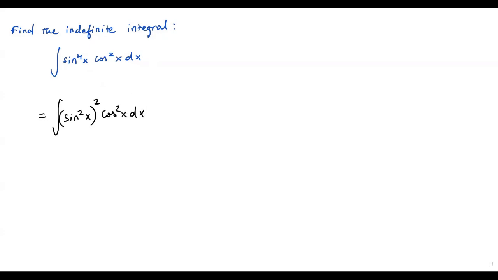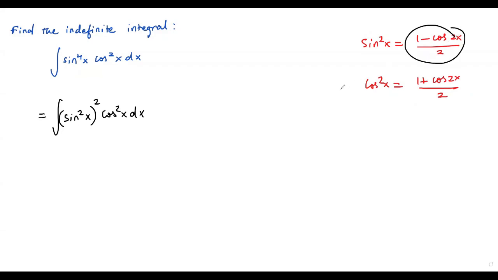Using the double angle identities of the trigonometric function cosine, we can write sine square x as (1 - cosine 2x) over 2, and also we can write cosine square x as (1 + cosine 2x) over 2. So we got this for sine square x and cosine square x using the double angle identity. Now in my work I'm going to replace this sine square x by (1 - cosine 2x) over 2.